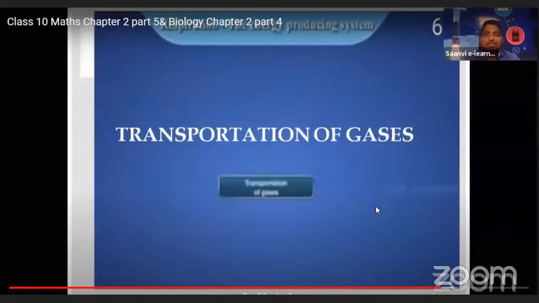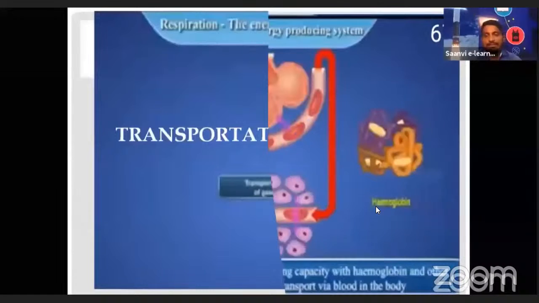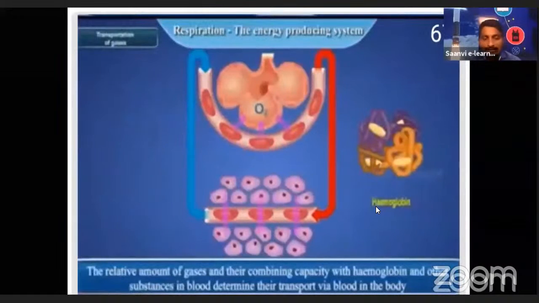Next heading is transportation of gases. Let us go to know the transportation of gases. Now, look at the picture, all of you. The relative amount of gases and their combining capacity with hemoglobin Hb, and other substances in blood, determine their transport via blood in the body.